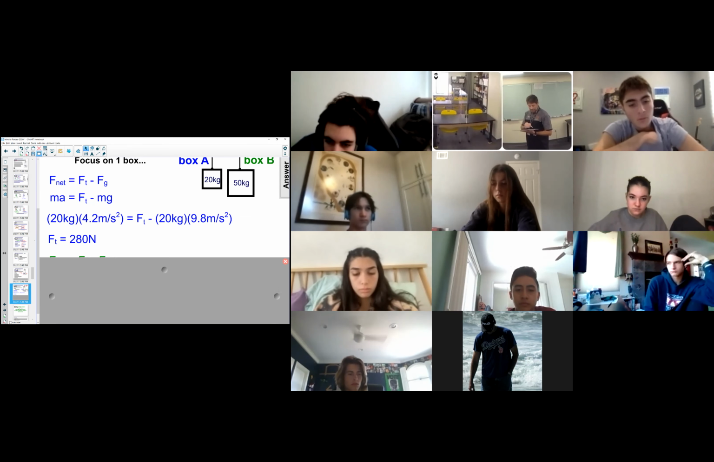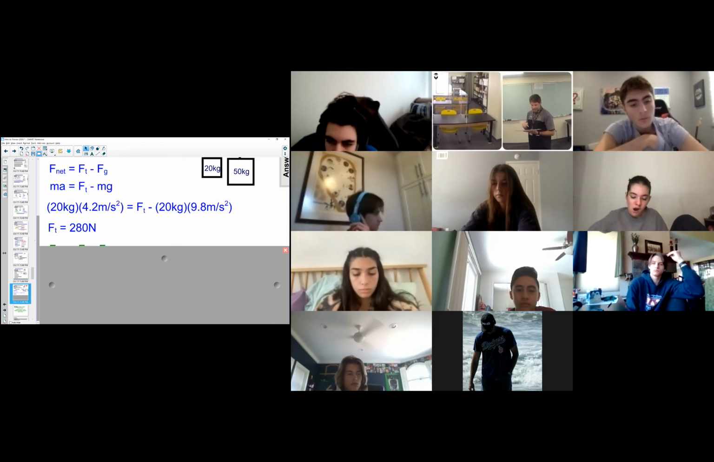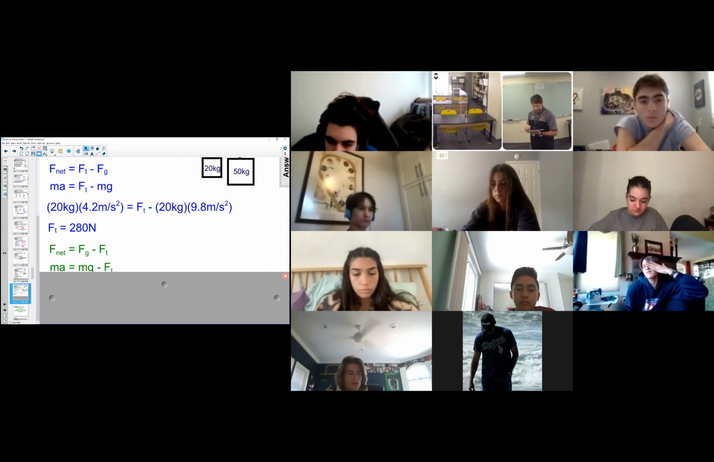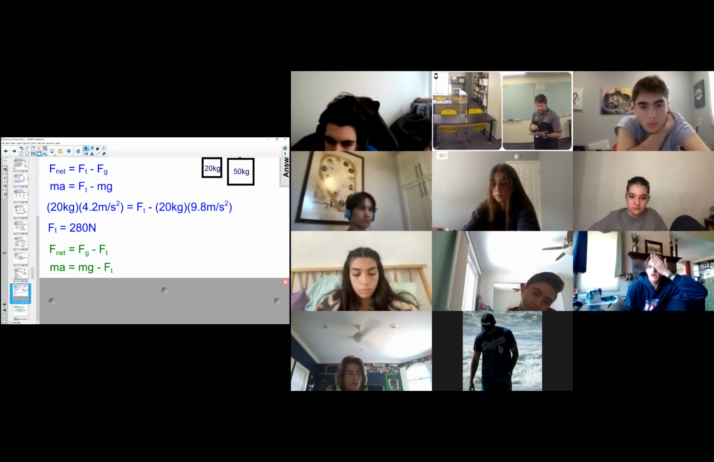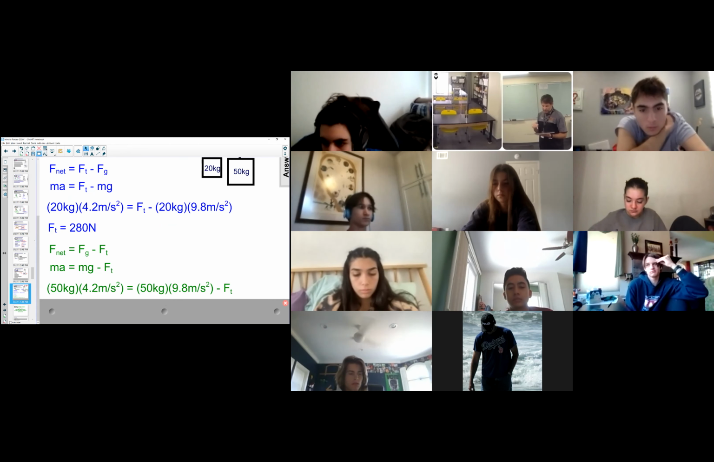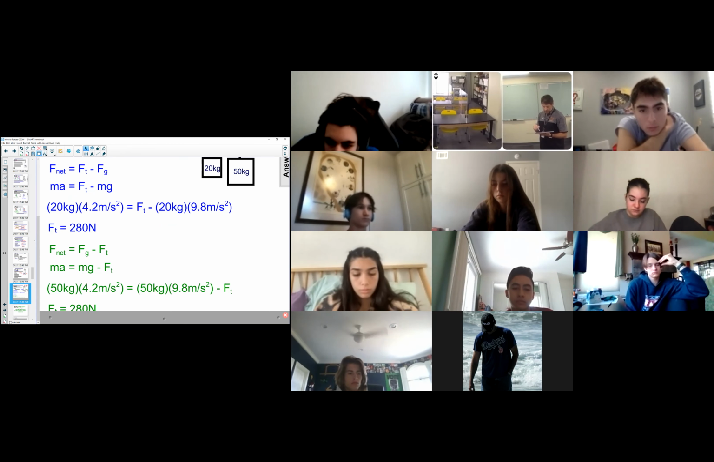Now, we could also solve it using the green box. For the green box, the net force would be the weight minus the tension, because the weight is greater than the tension. The weight would be mg, and so we know m, we know a, we know g. So all we have to do is solve for FT. The mass is 50 kilograms. Its actual acceleration is 4.2 meters per second squared. Its weight would be 50 kilograms times acceleration due to gravity. And if I solve for the tension force that way, I still get 280.